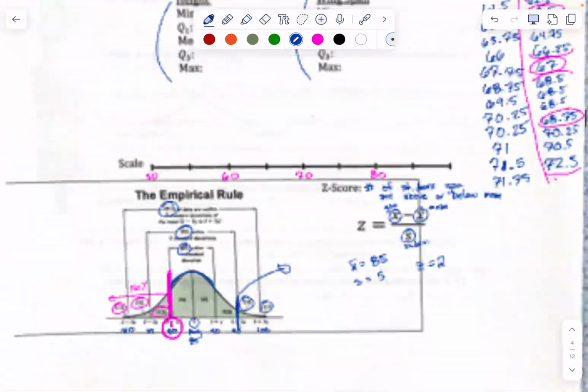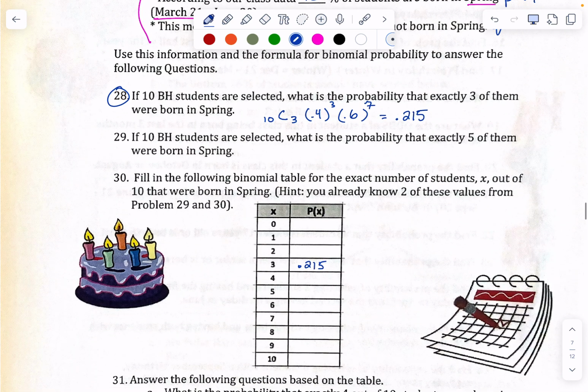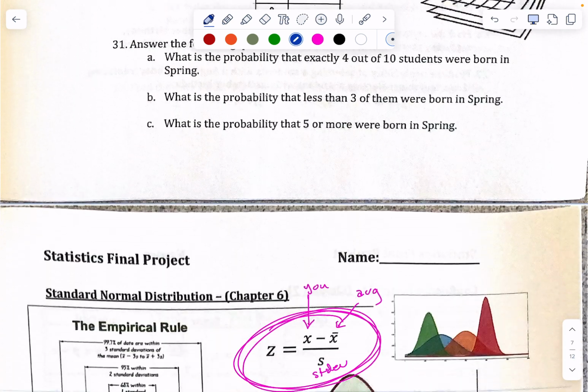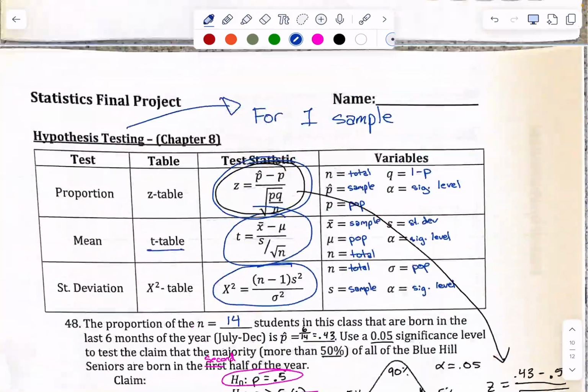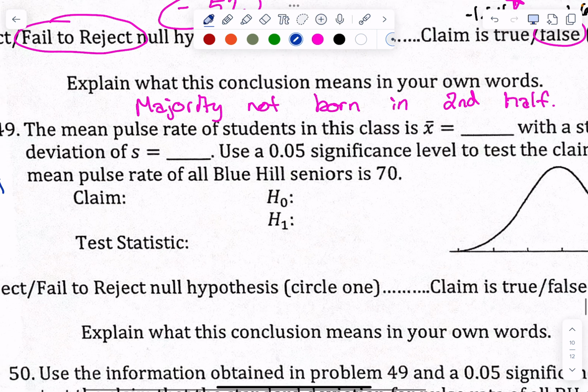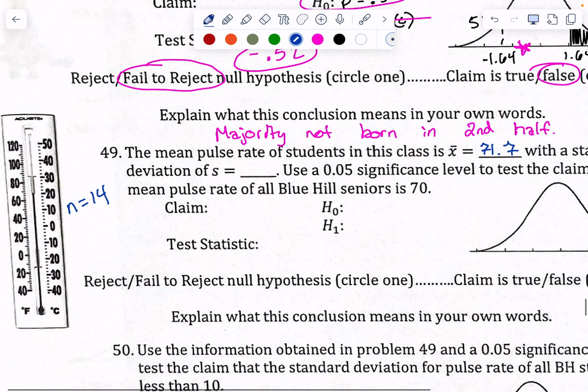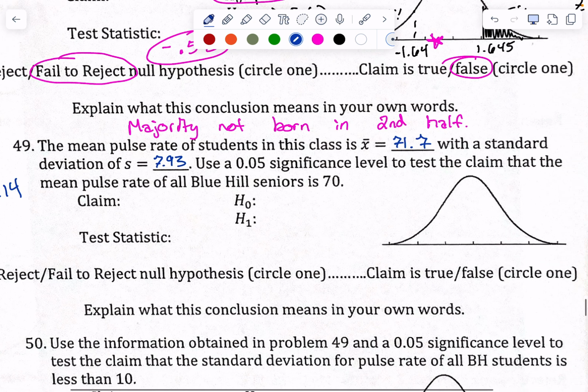Pulse rate. We've got a mean of 7.6 and a new 13.5. Did we do it with me or without me? N is 15, so we did it with me. I got 71.7. That doesn't pull it up too much, right? 71.7, that's without me. And I got 7.93 for standard deviation.